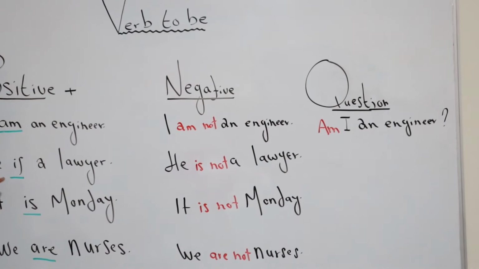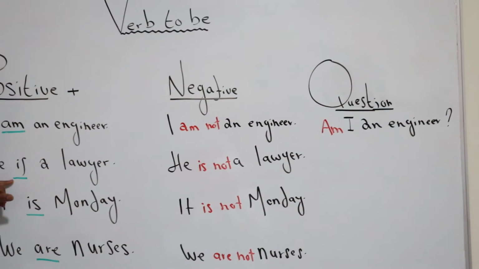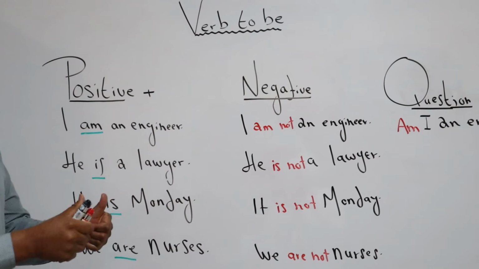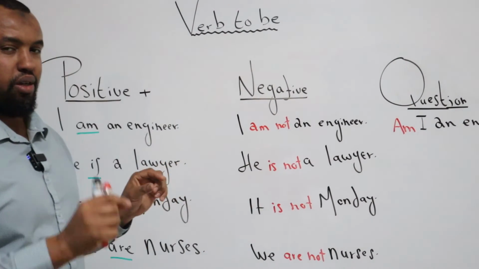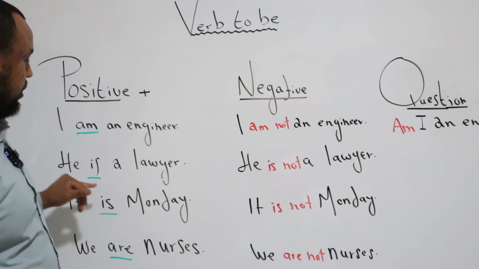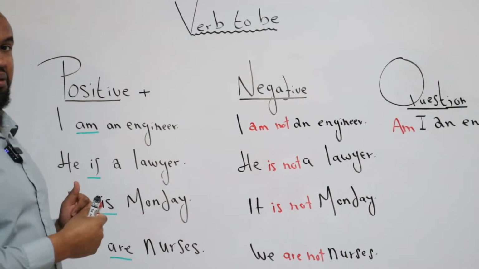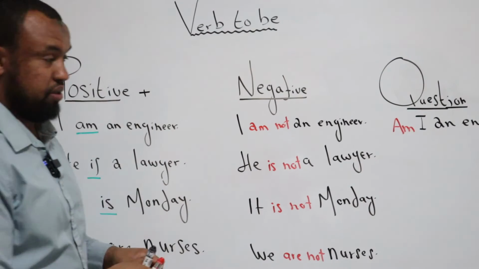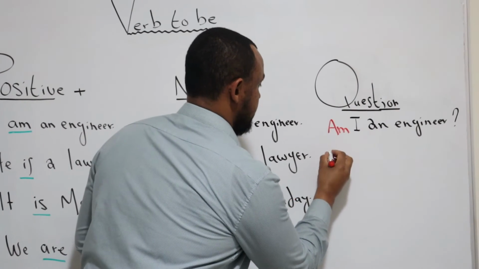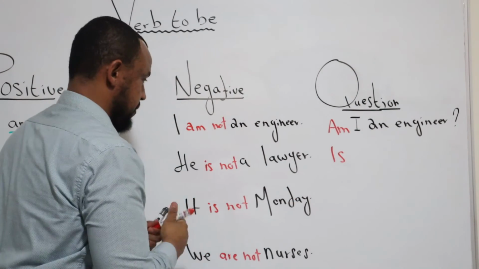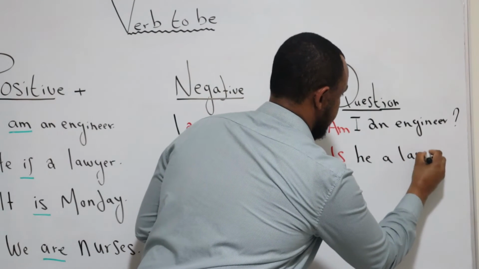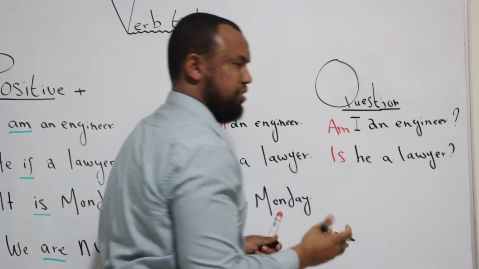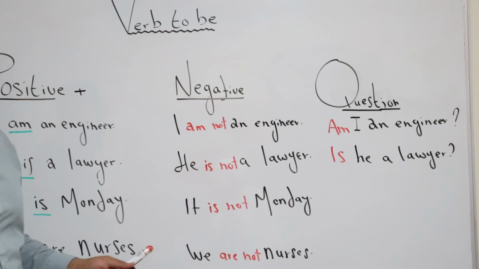Good. Now the next example. He is a lawyer. That's the positive. Negative, we said he is not a lawyer. Okay. What verb to be did we use with he is a lawyer? Is, correct? So we'll start the same way. So what do we say here? Is he a lawyer? Is he a lawyer? Maybe he is, we don't know. So, all right, that's an example, okay?